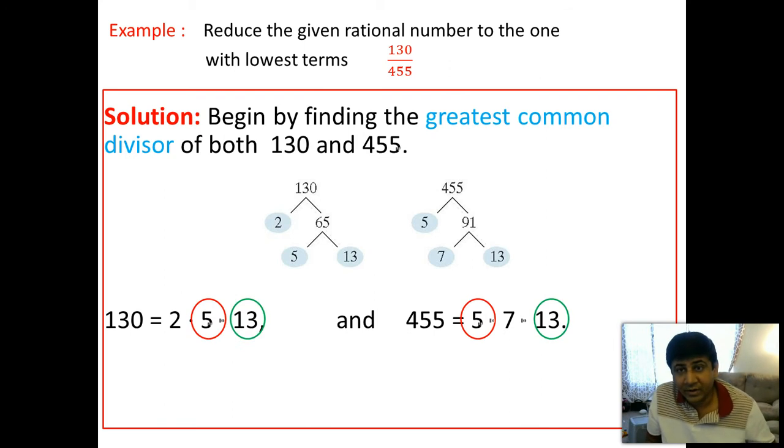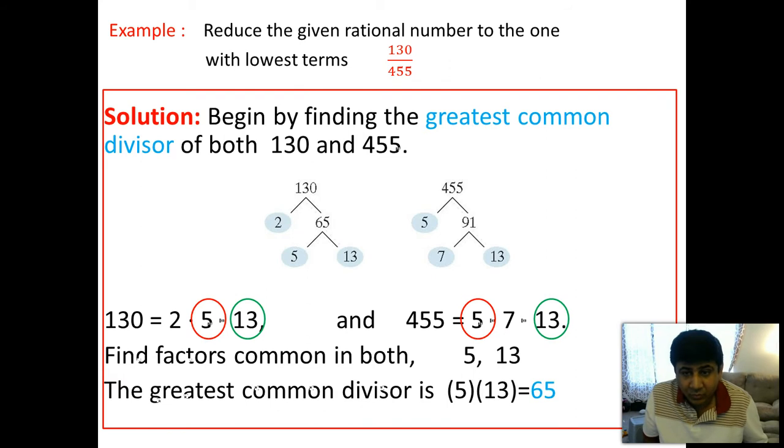Now to find the greatest common divisor, we must multiply the common factors. So multiply 5 and 13. Your greatest common divisor is 65. Okay, that was just a piece of the puzzle. We have to go back and write it into the lowest order terms.